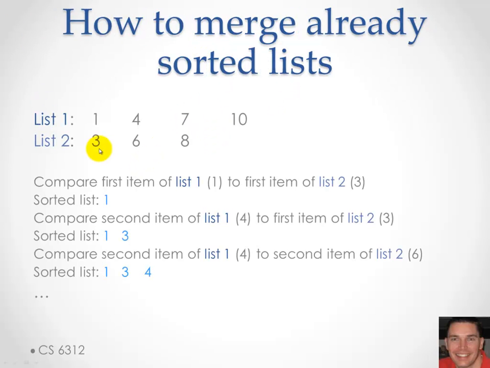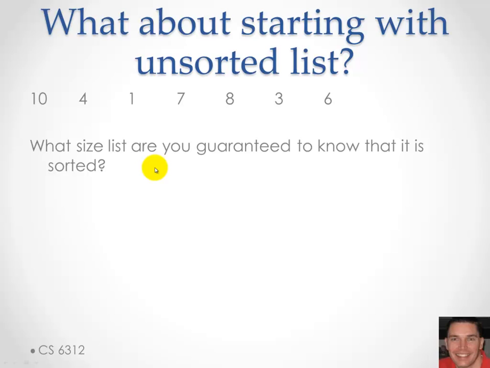Well, that's actually pretty straightforward. What we can do is compare the first element of each list, find out which one is smaller, and then add that to the beginning of our sorted list. Then we move over to the second item of list 1, which has the value 4. Compare 4 to 3. Which one is smaller? We add it to the end of our sorted list. We move over to list 2, so we have 4 and 6. We're now going to compare 4 and 6, so we put 4. And we can continue that process. So if we already have two sorted lists, we have a very simple algorithm to merge them.